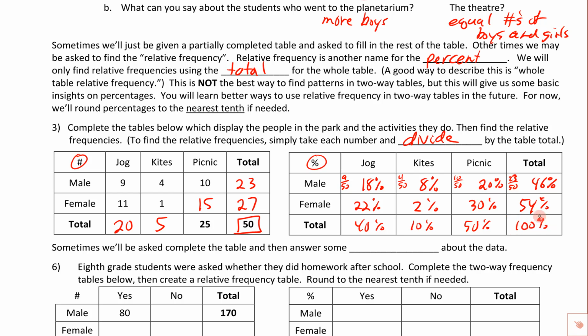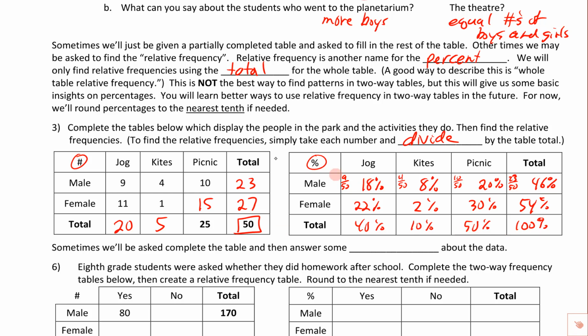Now here's the interesting thing about this. Both the row and the column will still total up. So if we add 18% plus 22%, we get 40%. If we do 18 plus 8, that's 26%, and 26 plus 20 is 46%. And take a look at this last column. 46 plus 54 is 100%. 40 plus 10 is 50, plus another 50. So it still totals up.